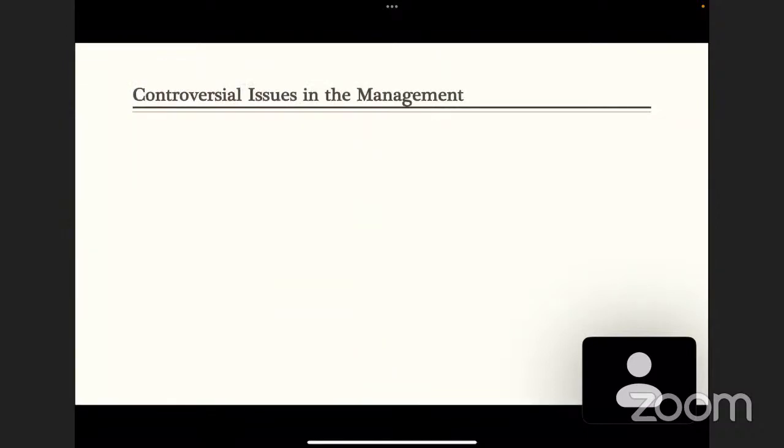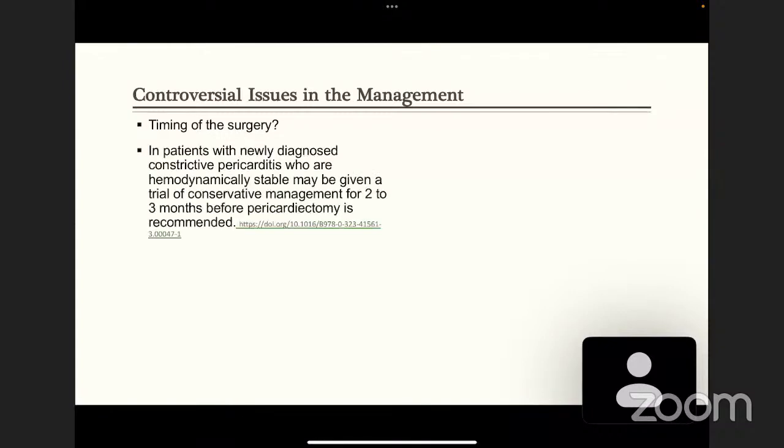We have multiple controversies when it comes to the management of pericarditis. One of them is the timing of the surgery. Some believe that if the patient is newly diagnosed with constrictive pericarditis, and those patients happen to be hemodynamically stable, you want to give them a trial of 2 to 3 months on conservative management before pericardiectomy is recommended. Some say if the patients are newly diagnosed, however, they're hemodynamically unstable, then pericardiectomy is indicated then.